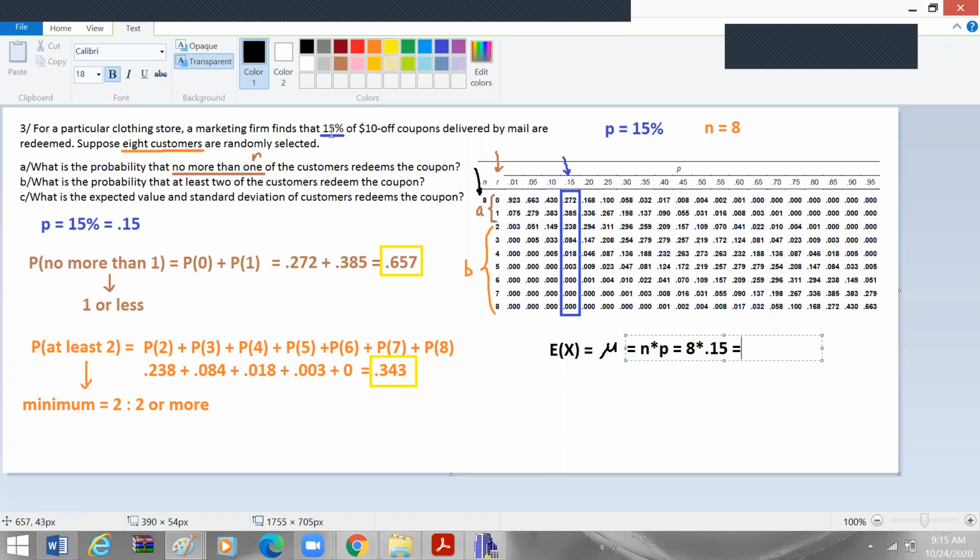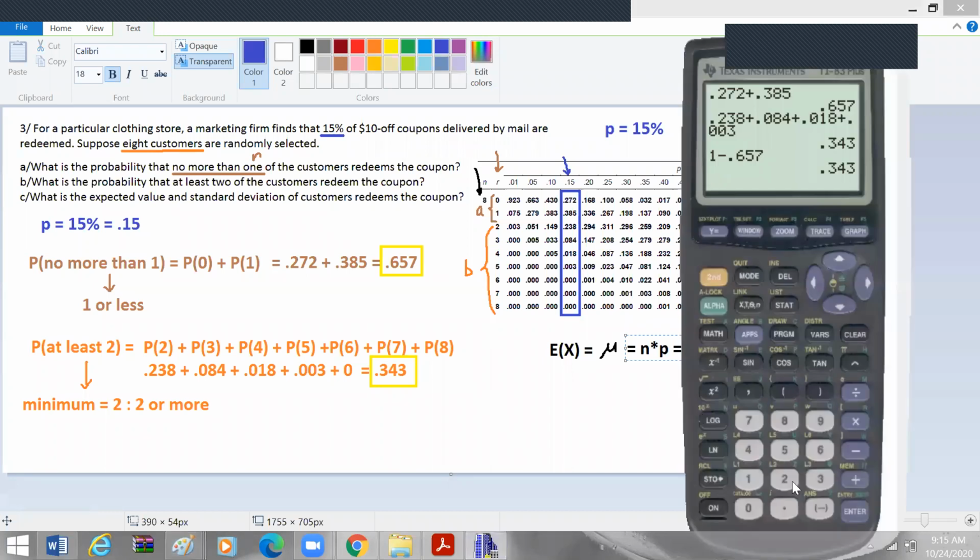That would be 15% and 8 customers. So we're going to take those and multiply them together. Of course, I'm going to change the marker so that we focus on it. So we're going to take 8 times 0.15, and the answer for that is 1.2. Are we good?